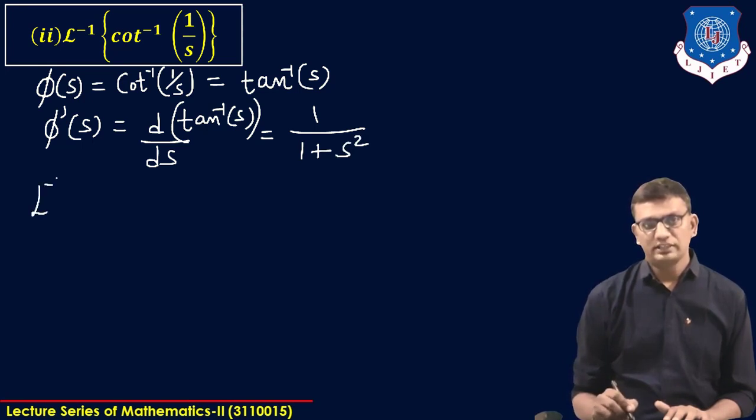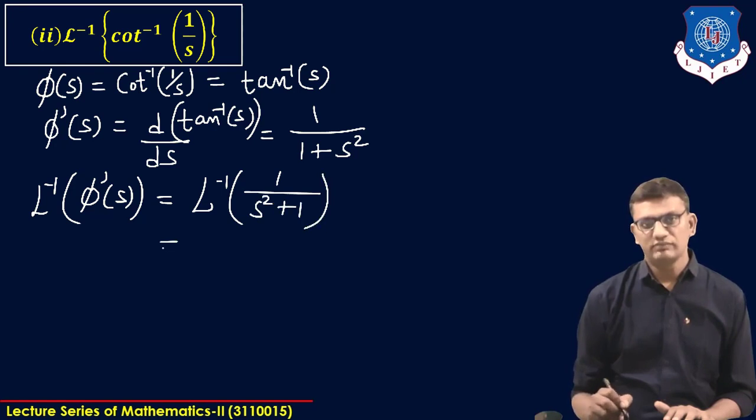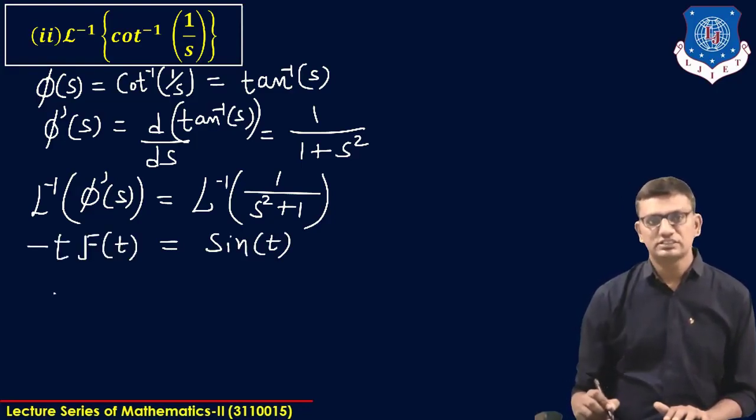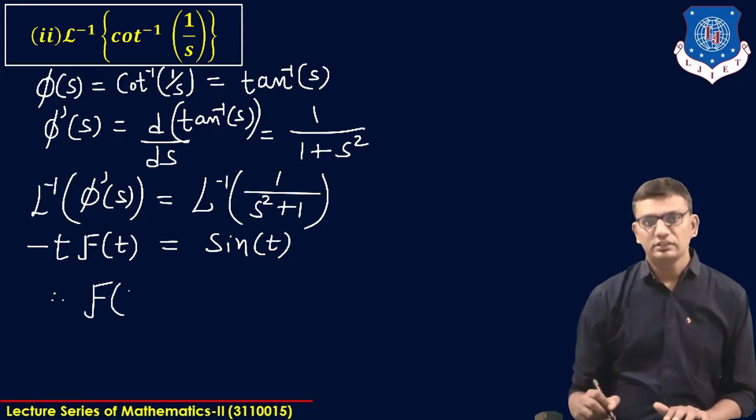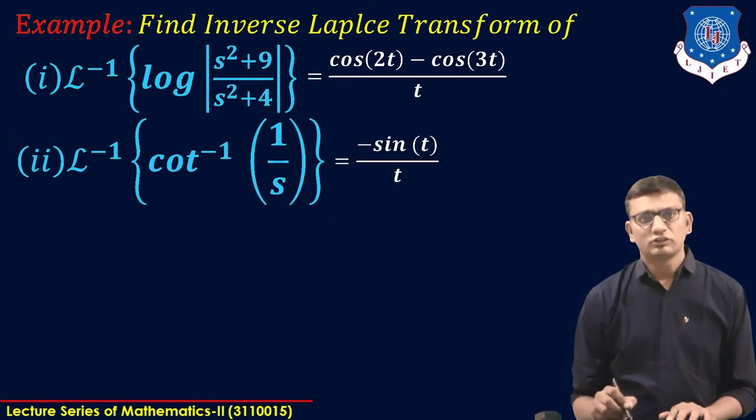Now we can apply the inverse Laplace of phi dash s, because on the right hand side we have the Laplace of some function. The inverse Laplace of 1 upon s square plus 1 is sin t, because 1 upon s square plus 1 is the Laplace of sine, and the left hand side is minus t f(t). Therefore, f(t) equals minus sin t divided by t. So the inverse Laplace of cot inverse 1 by s is equal to minus sin t by t.